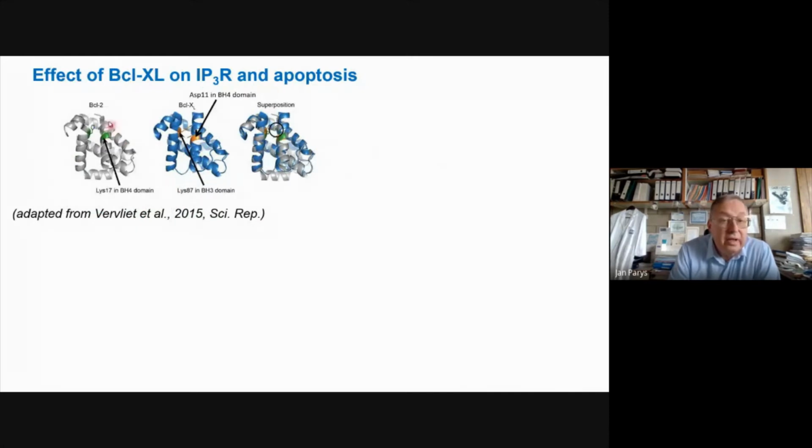Here you see the structure of BCL2, and work from a long time ago, from Giovanni Monaco in our lab, indicated that the lysine 17 in the BH4 domain was very important for the interaction of the BH4 domain of BCL2 with the IP3 receptor. BCL-XL, depicted here, is very similar to BCL2, but on the place where is the lysine 17, we have an aspartate, and consequently, the BH4 domain of BCL-XL is a very poor interactor with the IP3 receptor.